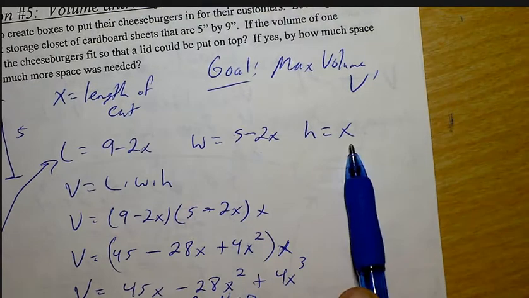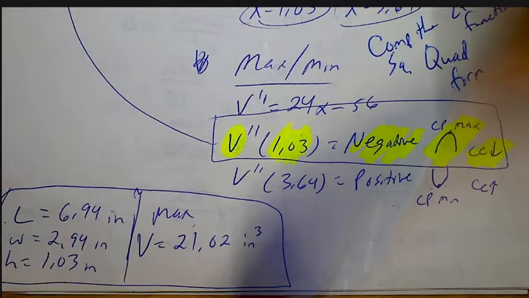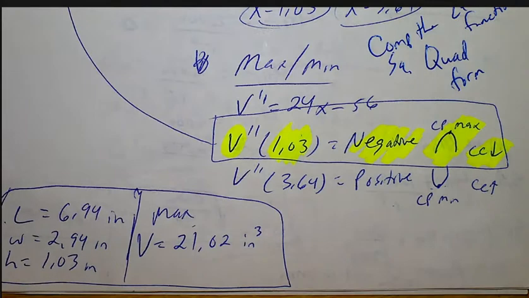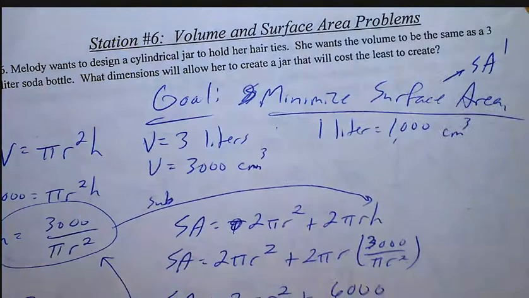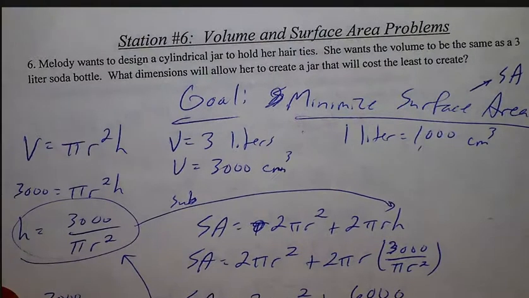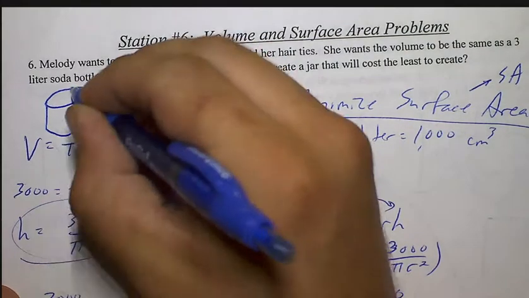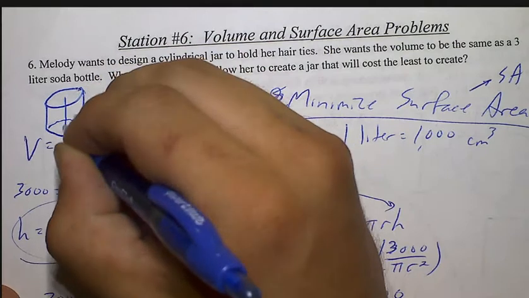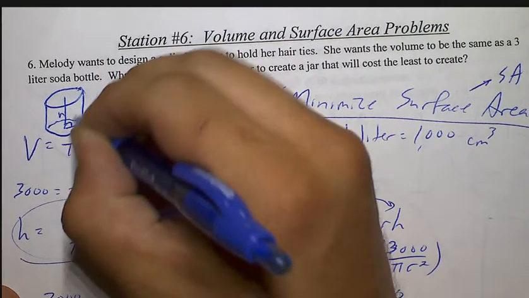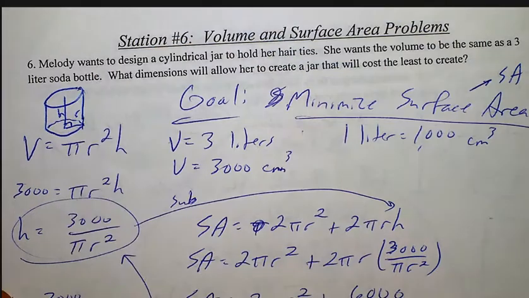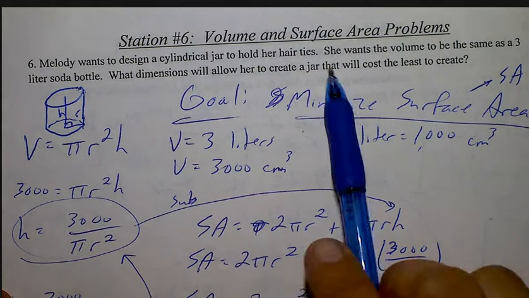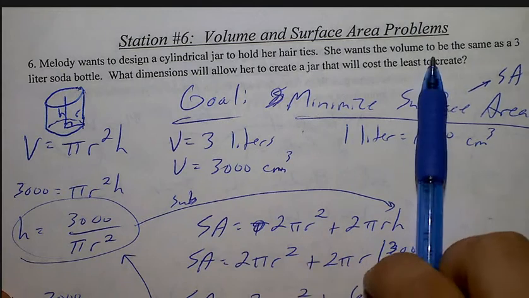Okay, next one. What I'm trying to do is to have a cylinder or a jar of some sort. I want this jar to have a volume of 3 liters, and I want to find the dimensions of the jar that cost the least to create. So basically, I minimize the amount of material used to create this jar and still hold 3 liters. My goal here is to minimize my material, or minimize surface area.